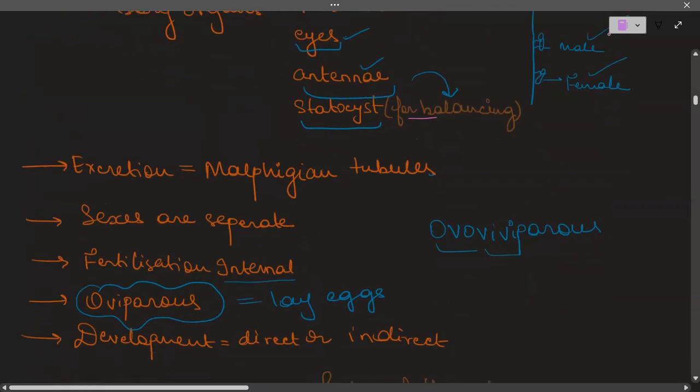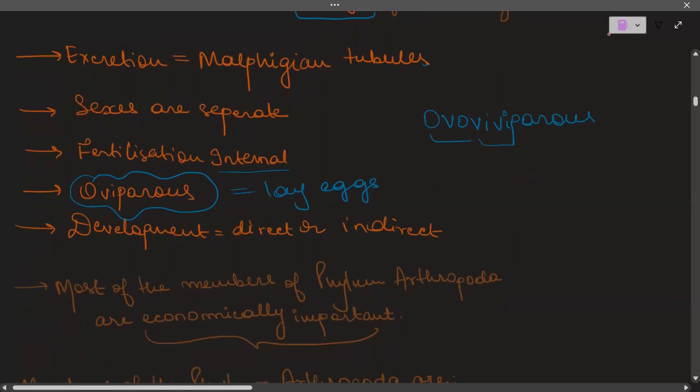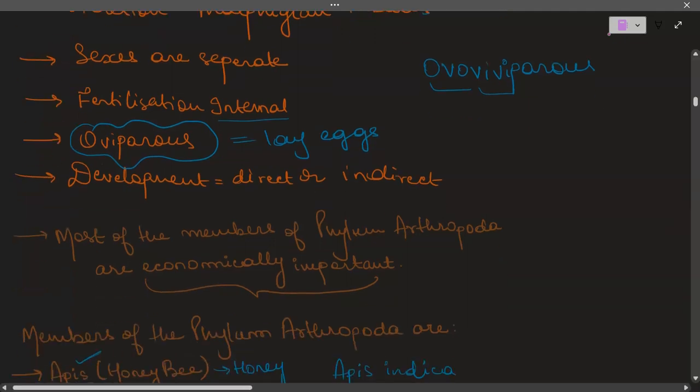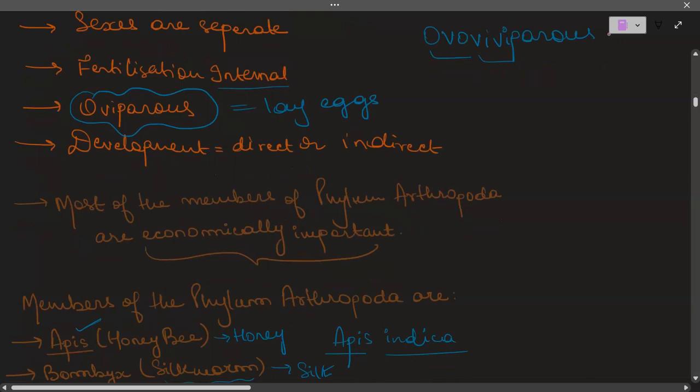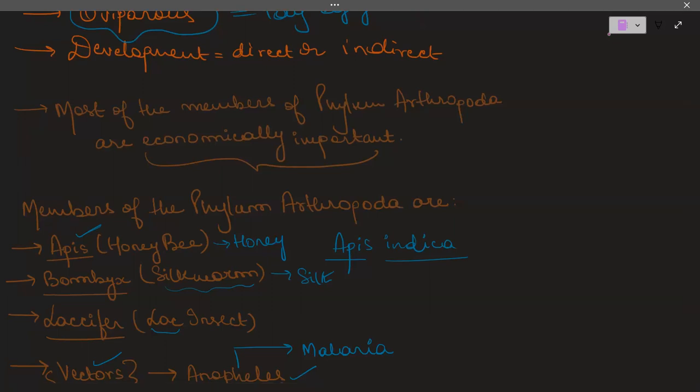The excretion takes place with the help of Malpighian tubules. The sexes are separate. Male and female can be distinguished. Fertilization is internal. And they are oviparous. Oviparous means egg-laying organisms. Their development may be direct or indirect. Since this is one of the largest phylum, it is very economically important. Why?